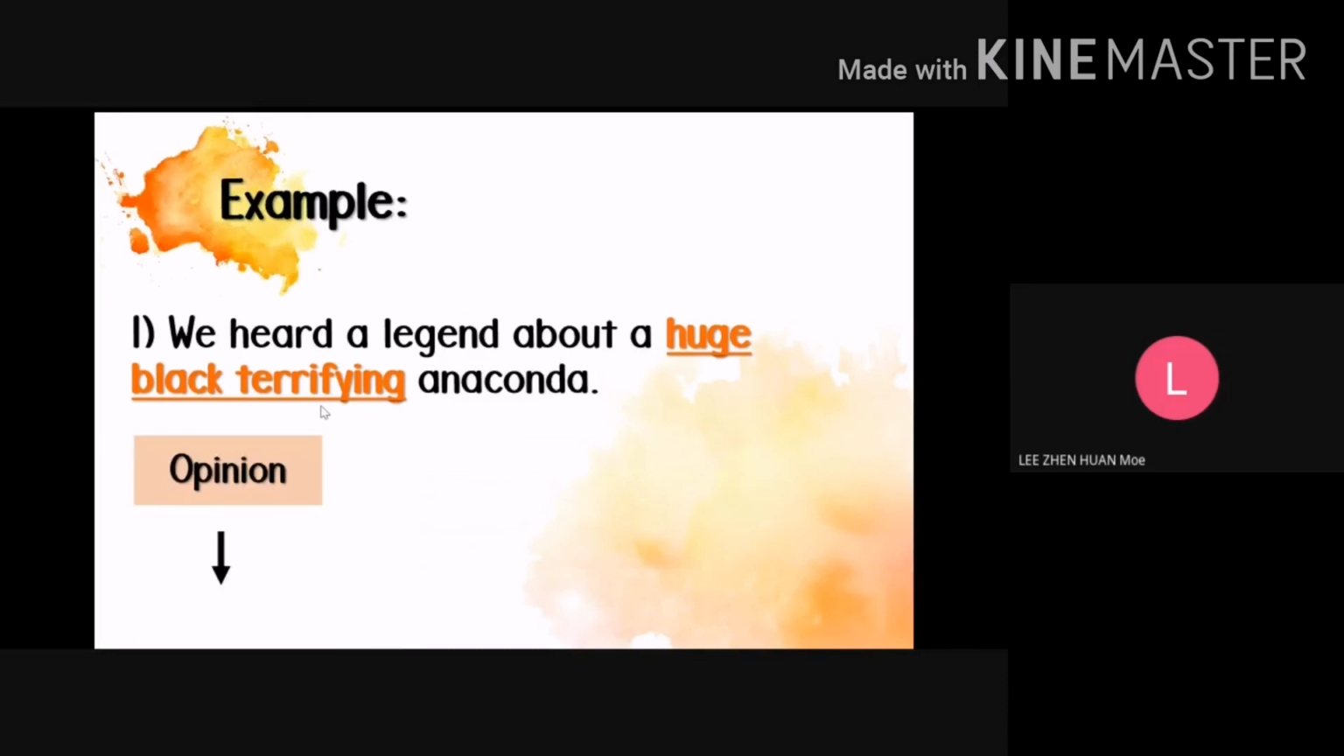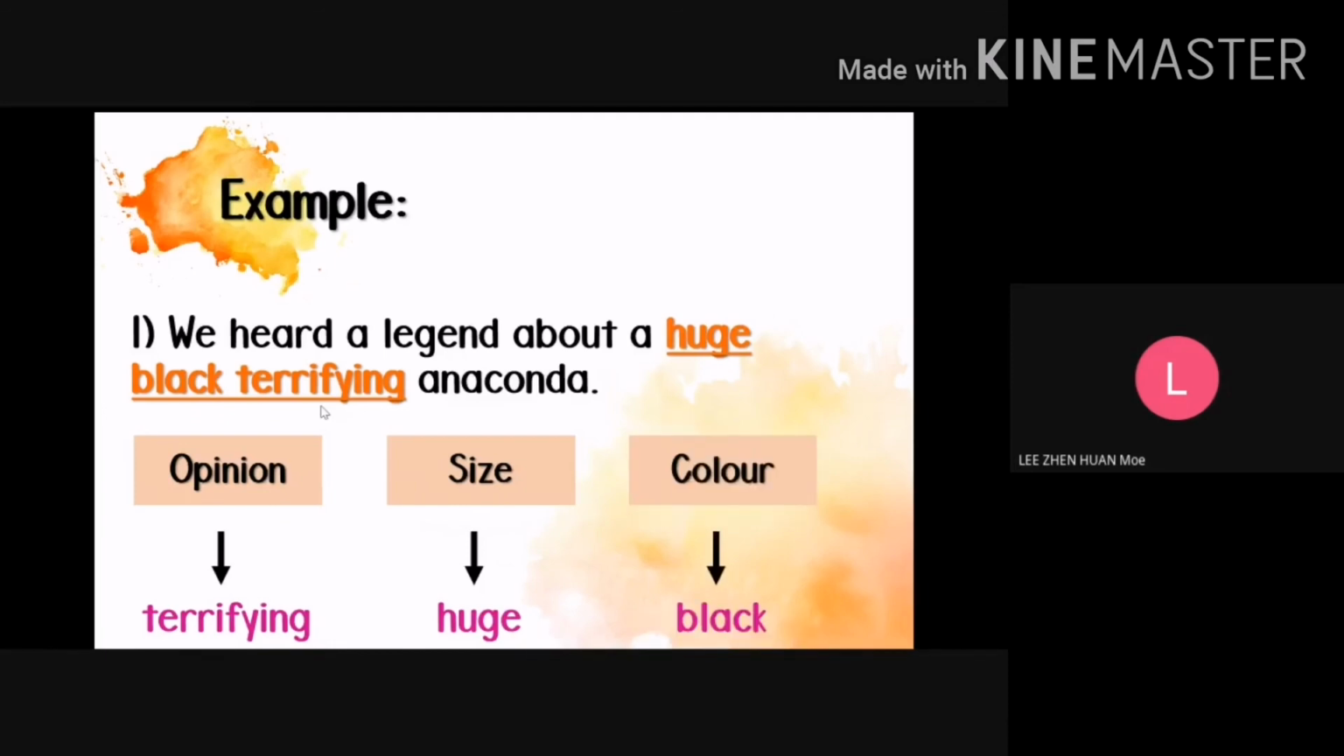So as what I have already explained, huge, black, and terrifying. For opinion is which one? It is terrifying, right? Okay, what about the second one? Size is which one? Huge. And the third one is color. It is black. So how do you arrange these sentences? Do you think that we heard a legend about a huge black terrifying anaconda is correct?